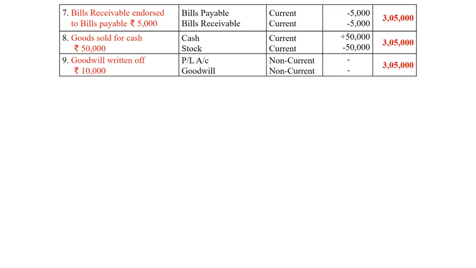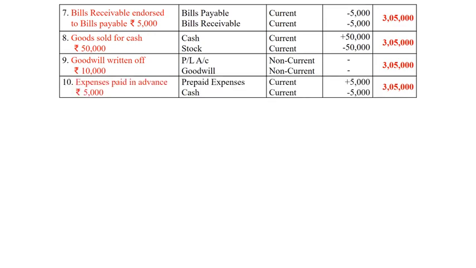Goodwill written off 10,000. The accounts impacted are profit and loss account and goodwill. Both are non-current in nature. Therefore no change in working capital. Expenses paid in advance 5,000. Prepaid expenses and cash, both are current assets. So the same thing applies. One current asset is increasing, another current asset is decreasing. Total current assets will not be affected. Therefore working capital remains the same.